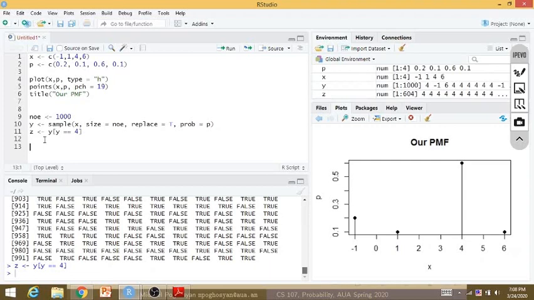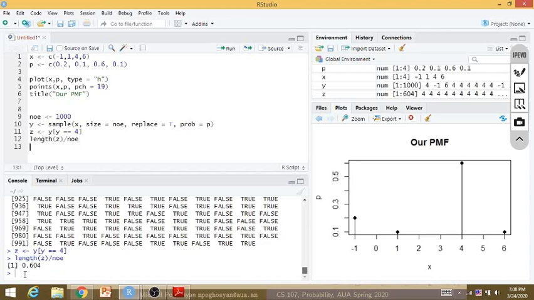How do we calculate that? I can just take the length of that vector, which gives how many fours we have. So length of Z, and I need to calculate the percentage, so I'm dividing by the number of experiments. It is giving 0.604. So almost 60%, as we were expecting for fours.